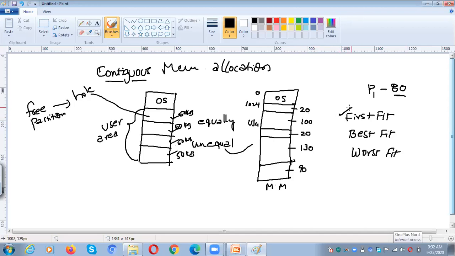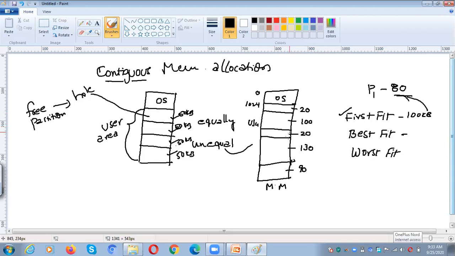So what will first fit do? First fit will choose the second partition, that is the 100 KB partition, in order to keep the 80 KB process. Why? Because we can keep 80 KB into the 100 KB partition hole. And then best fit. Best fit also searches for the partition. It starts from here through the entire list. 20, we cannot fit 80 in 20. 100, we can keep the 80, but best fit won't go for it.